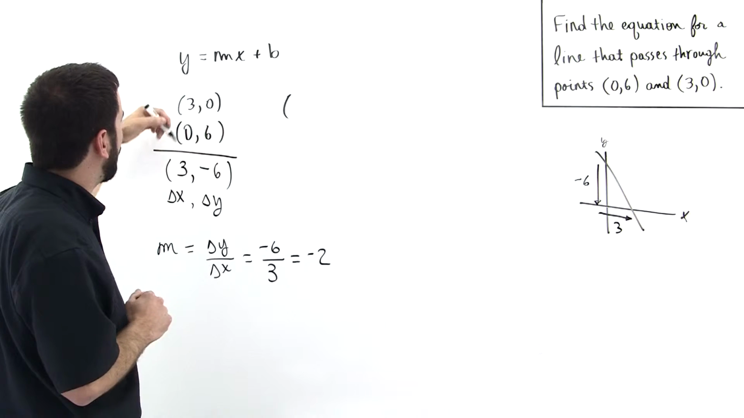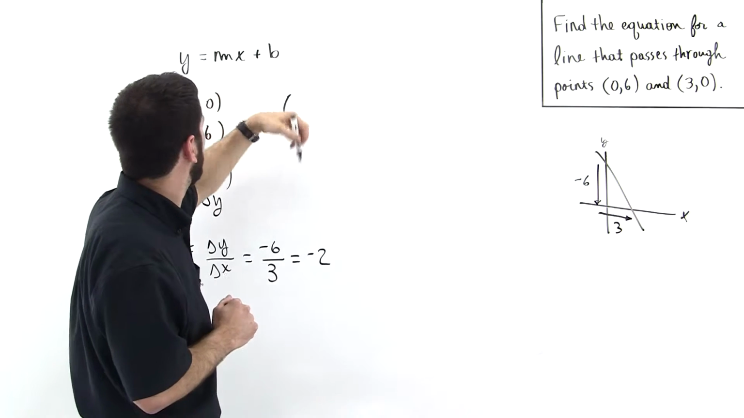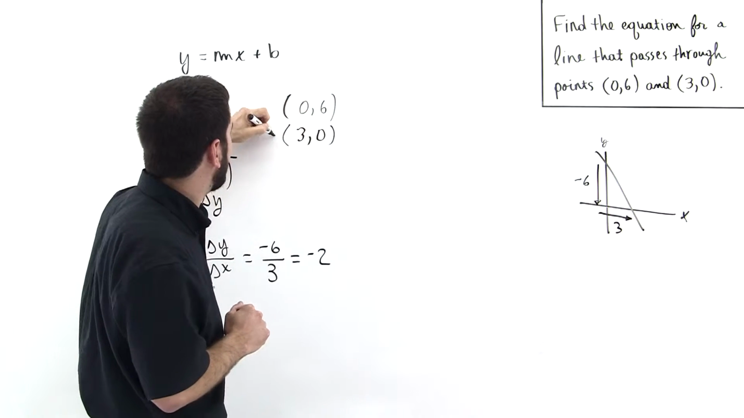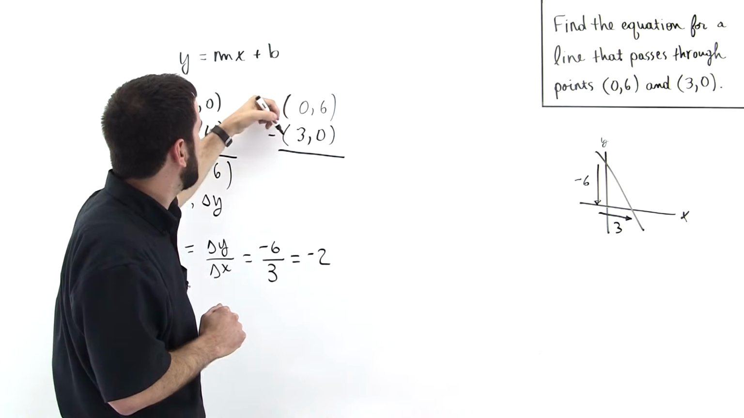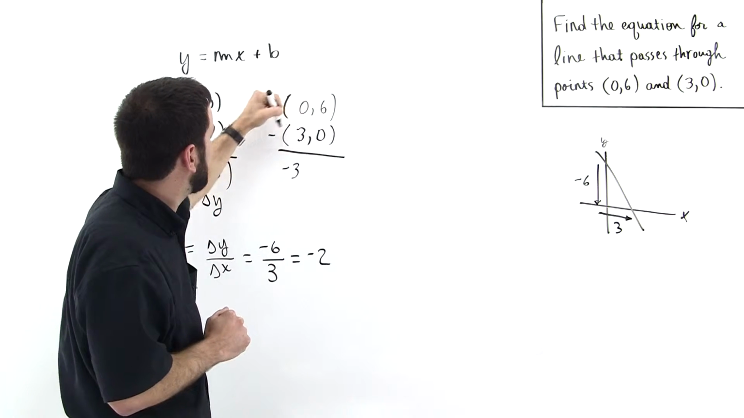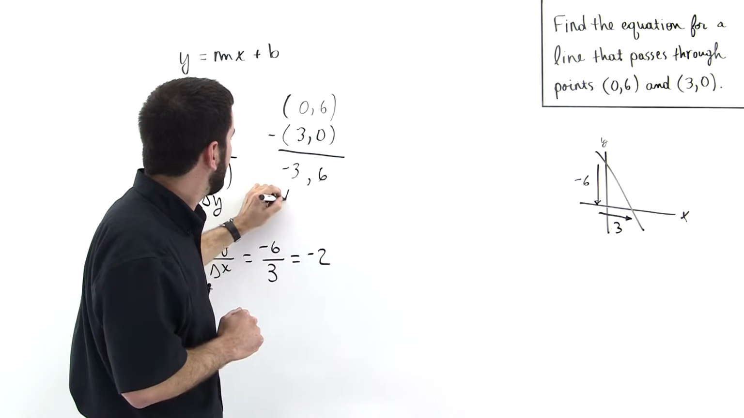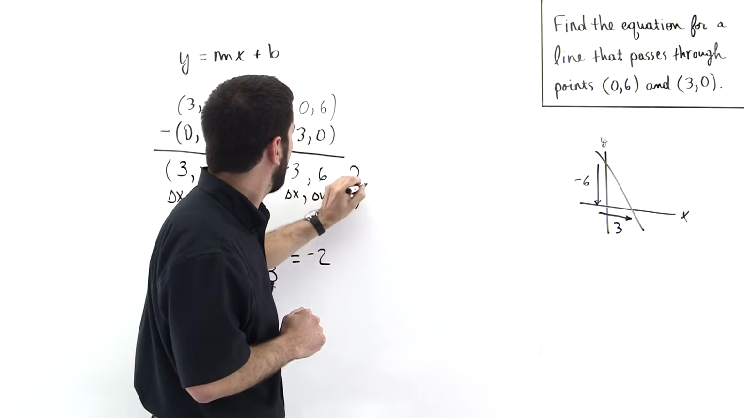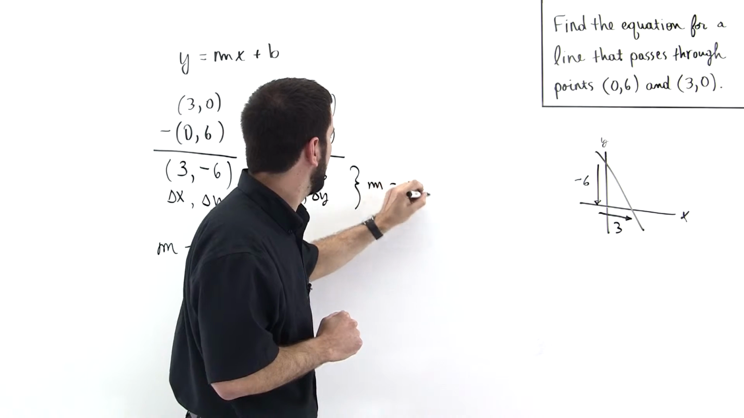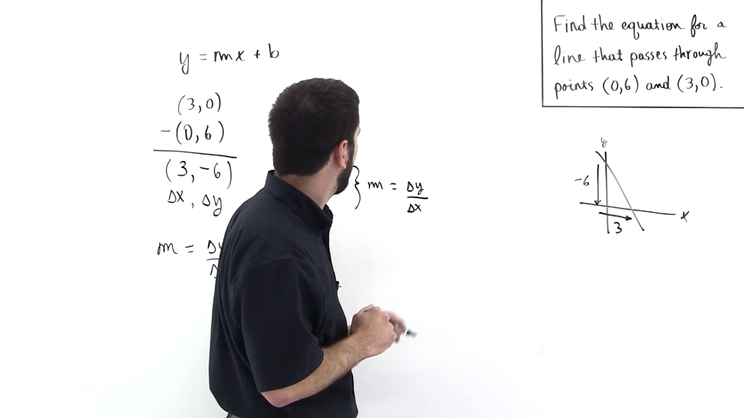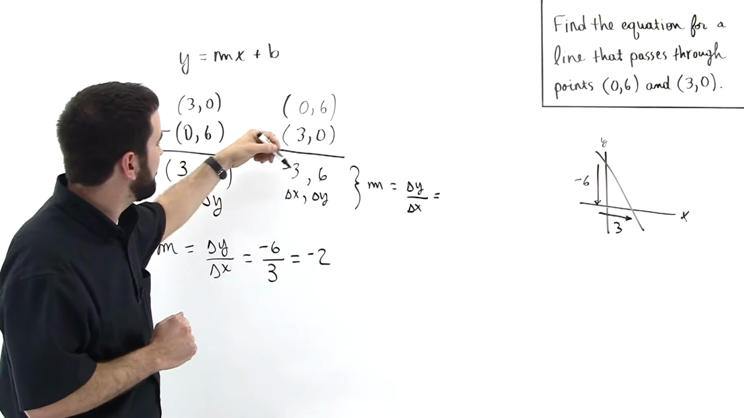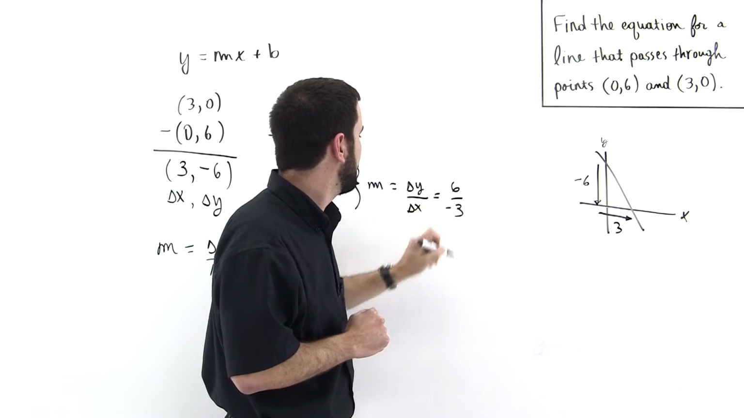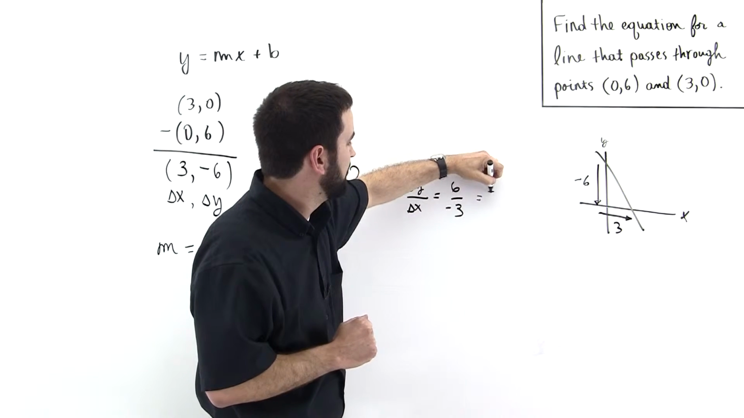But what if we put them in a different order? What if we do (0, 6) minus (3, 0)? This is the beauty of this technique. You can't go wrong. 0 minus 3 is minus 3. 6 minus 0 is 6. So this is your delta x, and this is your delta y. So then m is equal to delta y over delta x, where the delta y is 6 and the delta x is negative 3. So we have 6 over negative 3. Well, that's still equal to negative 2, isn't it?